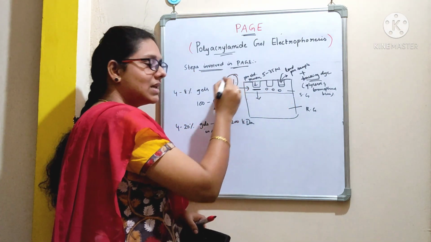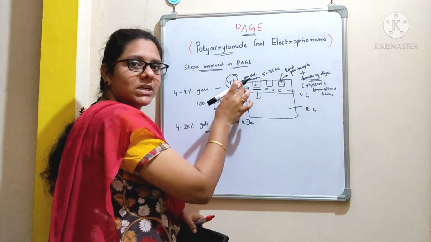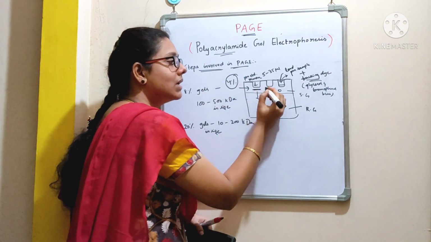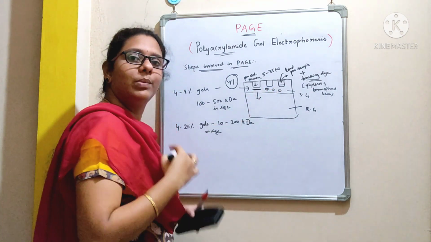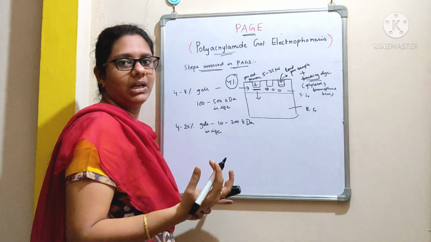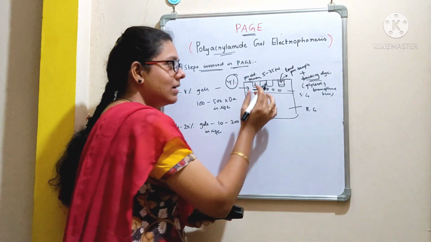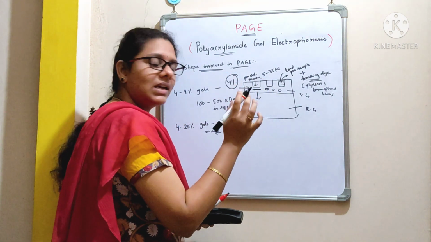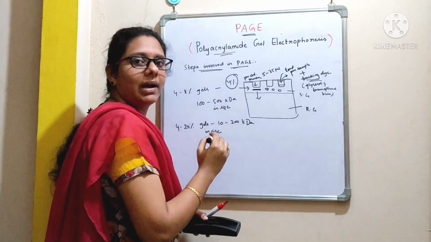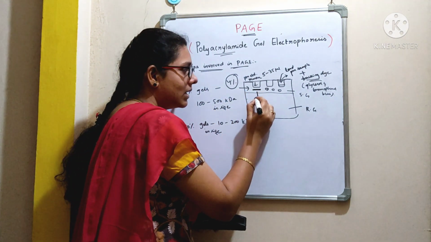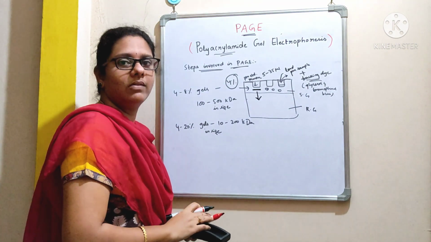We are using the less percentage gel, that is the 4% gel. That is the reason it will have a larger pore size, and through these pores the protein can move freely. Okay, and with the help of this stacking gel, we are going to concentrate the protein, forming a sharp band, and then finally it moves into the resolving gel.